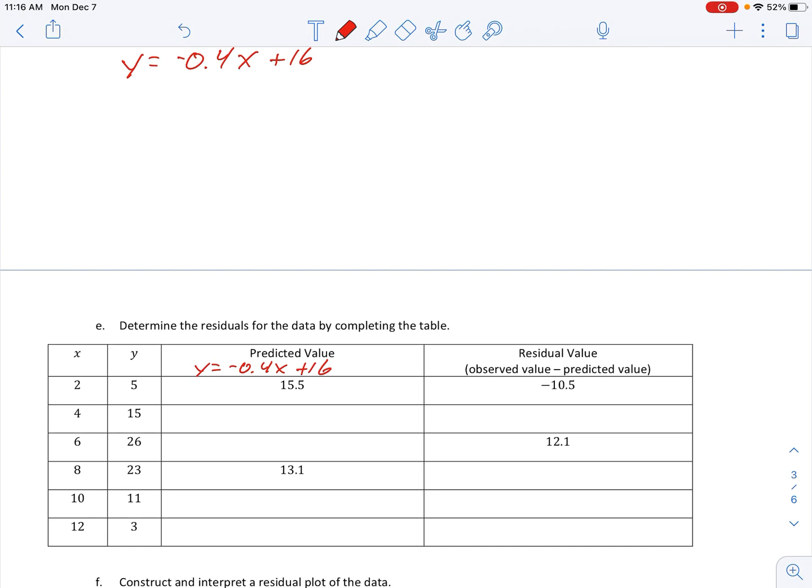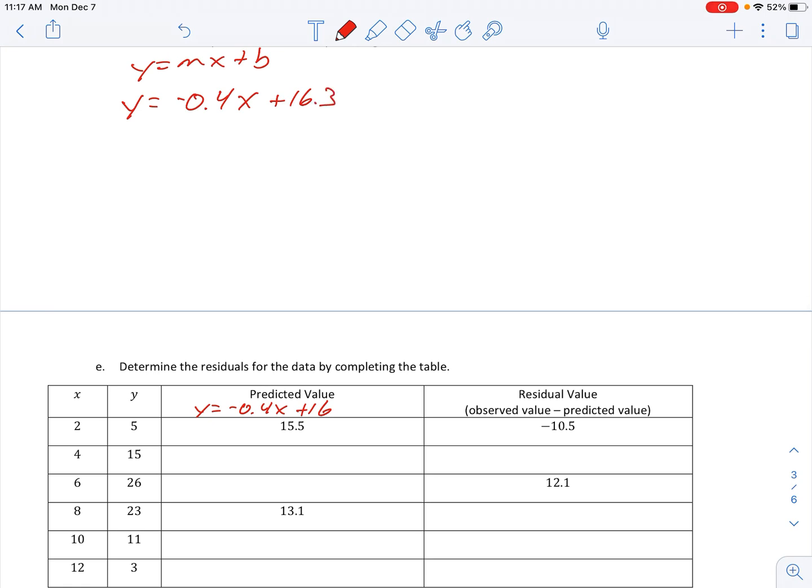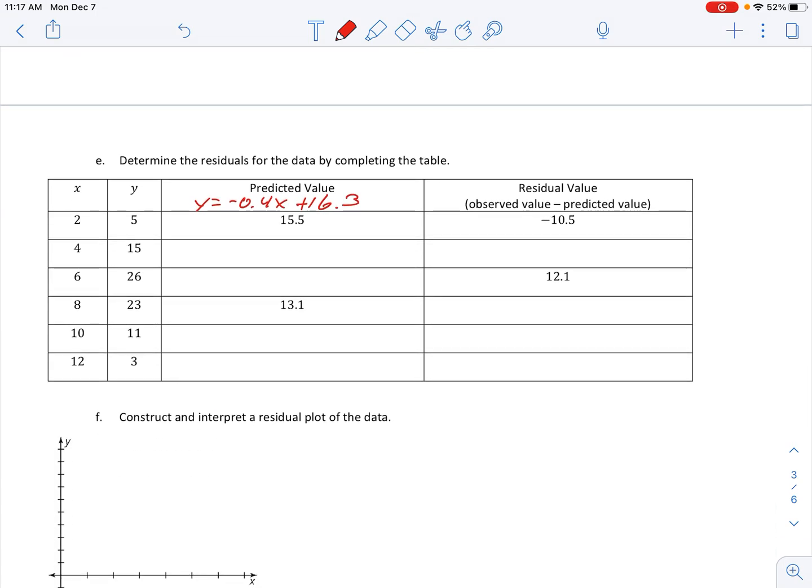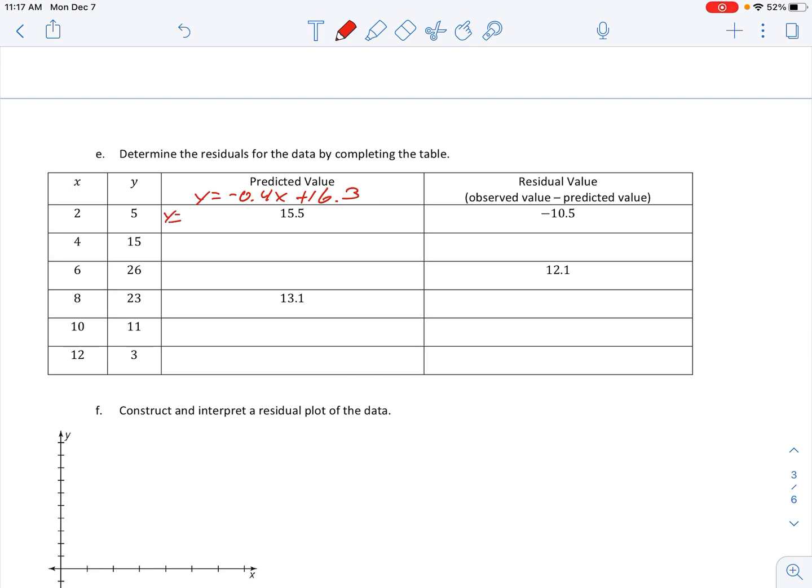Negative 0.4 times 2 plus 16 is 15.5, so it looks like they did do, I'm just trying to see how they rounded. Okay, so they did go with 1 decimal, 16.3. So let's use that equation to help us calculate the predicted values like we've been doing. Where they get the 15.5 from is negative 0.4 times the x plus 16.3. That gives them 15.5. So we want to repeat that to calculate the rest of the predicteds.